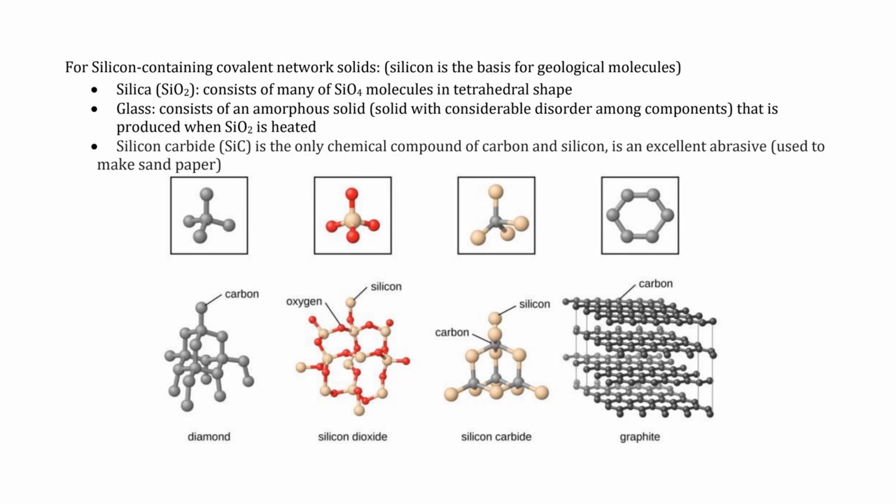For silicon-containing network solids, you have silica, SiO2, which is sand, glass, and silicon carbide, carbon and silicon together, an excellent abrasive used to make sandpaper.